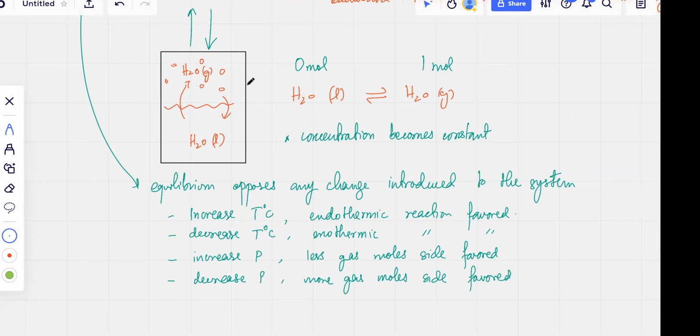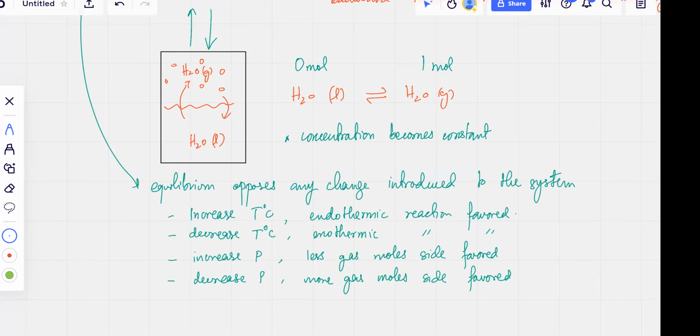So if something doesn't really have gases in it, the pressure is not going to have any effect on that. If a reaction doesn't have gases in it, no effect. Similarly, if gas moles are equal on both sides, then there's not going to be any effect of pressure on the equilibrium position.